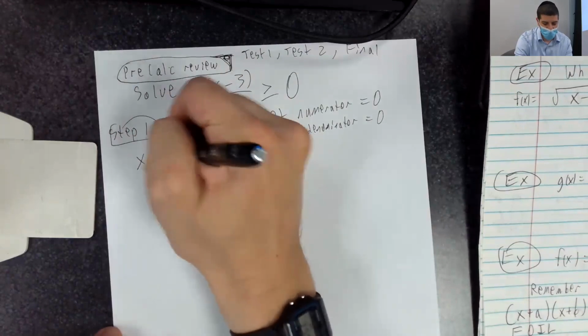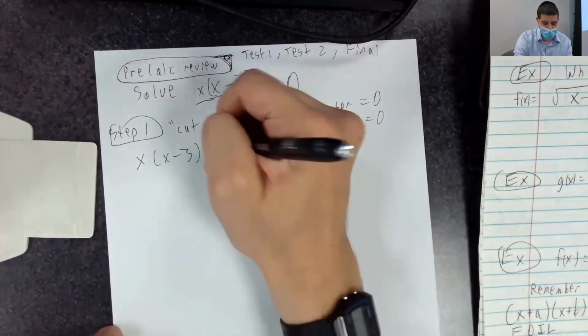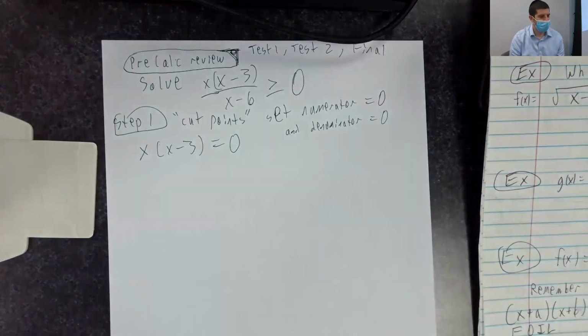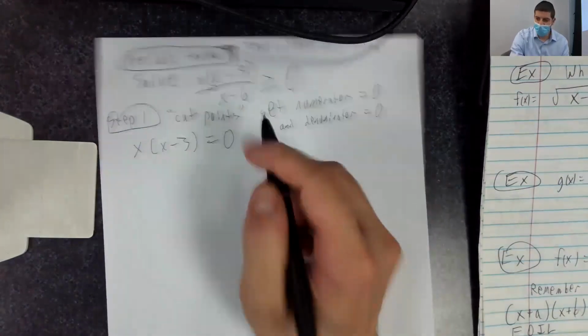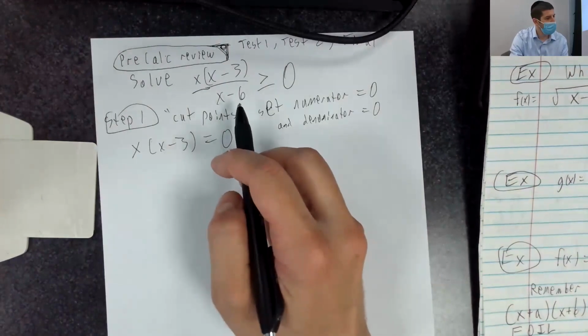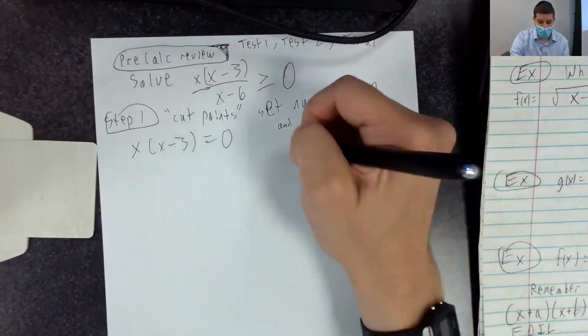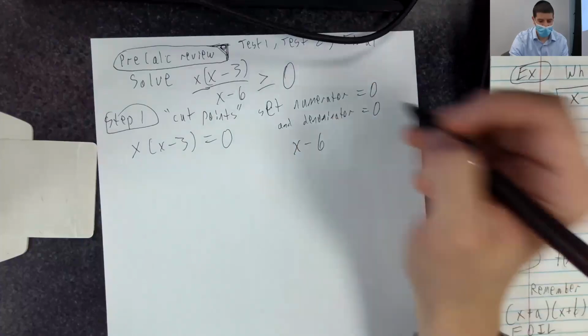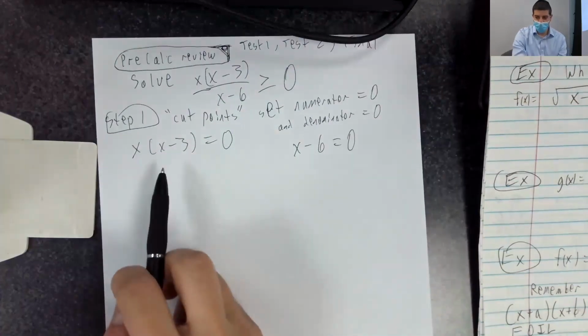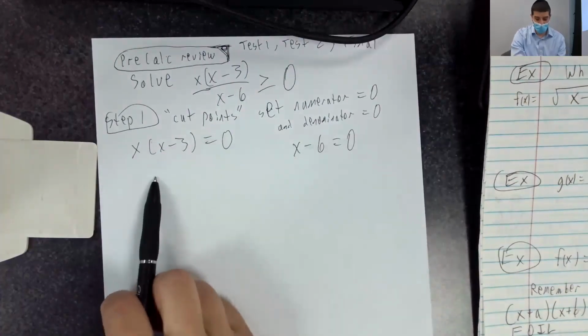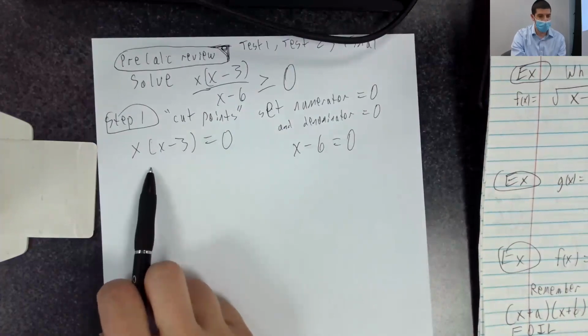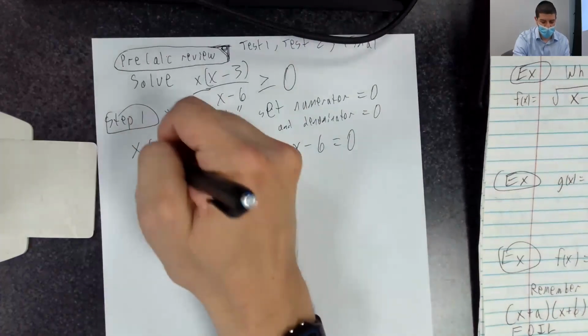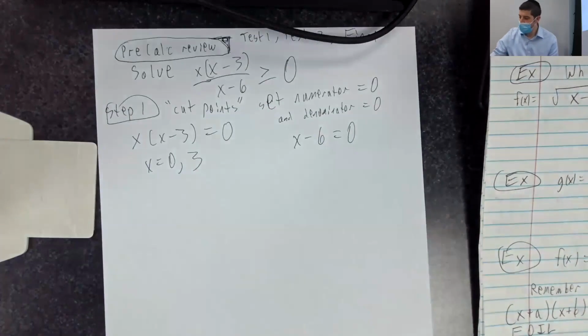X times x minus 3, I'm going to set it equal to 0. And what's the denominator? X minus 6, I set it equal to 0, right? You're going to solve each one. You need both. Someone else want to try x times x minus 3? What is x? 0 and 3.